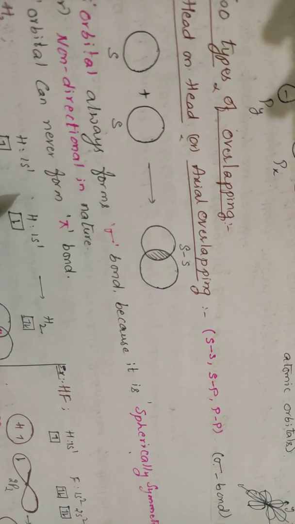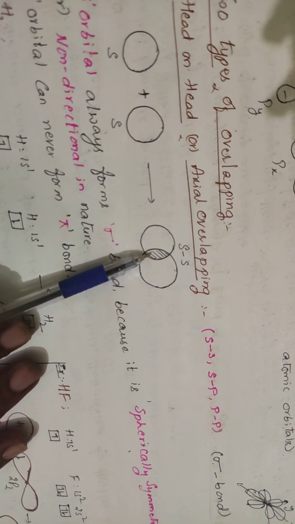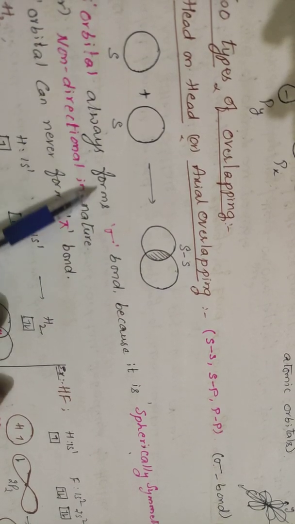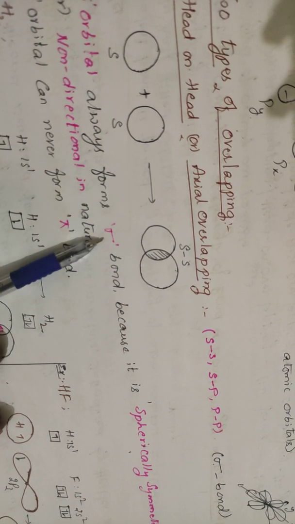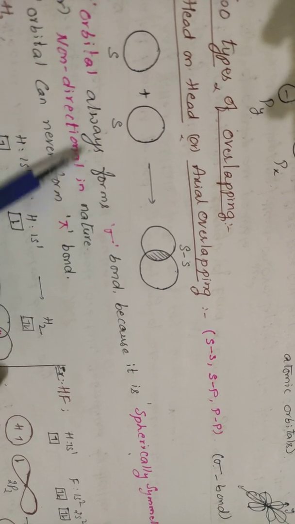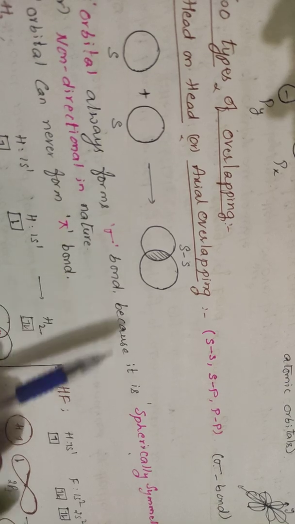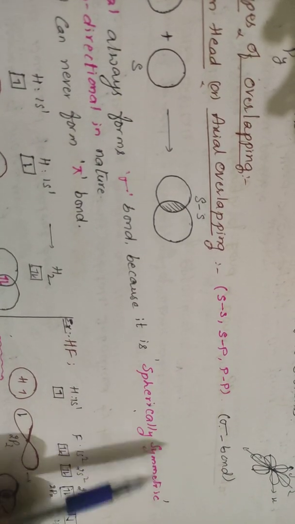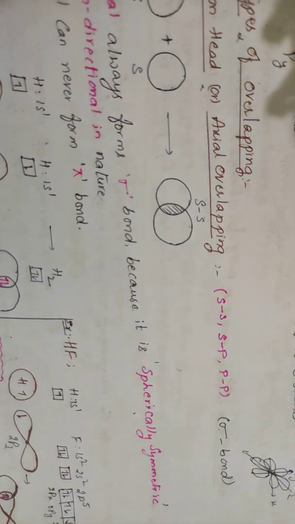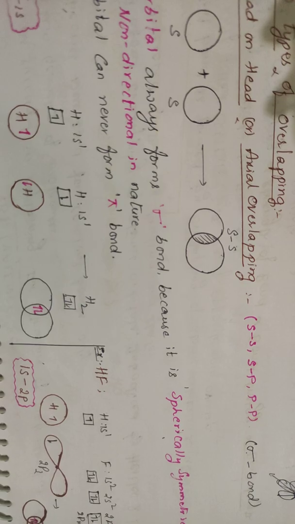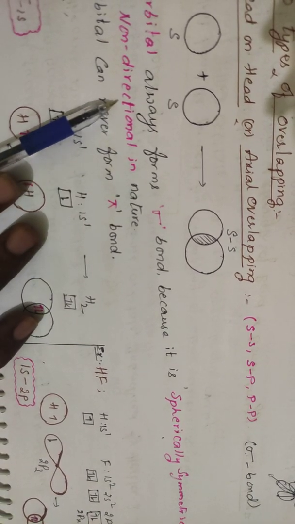This is a sigma bond. That is also called a covalent bond, because it is shared between these two atomic orbitals. So the s orbital always forms only sigma bonds. There is no s orbital which forms a pi bond, because it is spherically symmetric. Its structure is completely spherical, so it overlaps on the other orbital. It results in the formation of the sigma bond. There is no formation of the pi bond with respect to the s orbital.